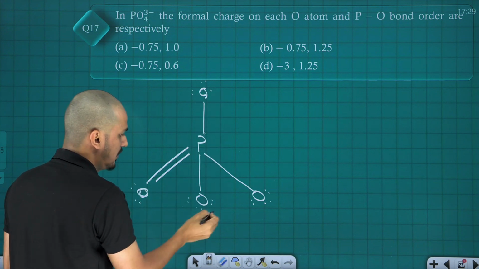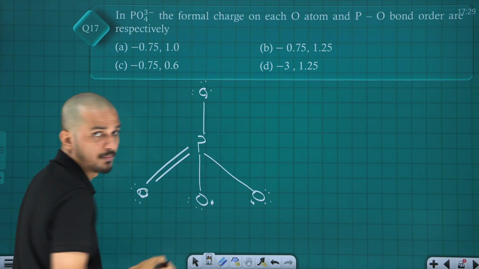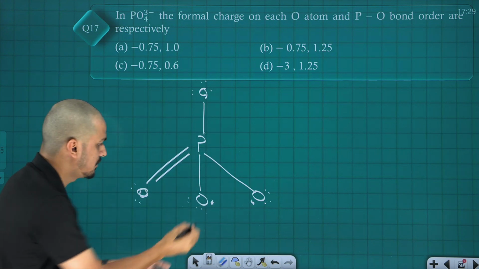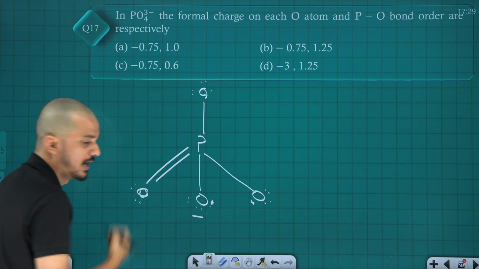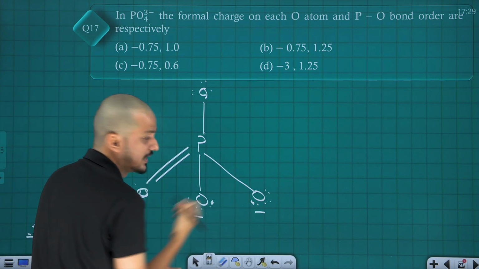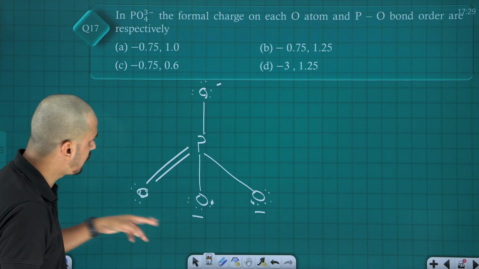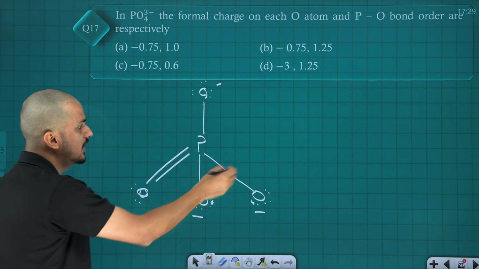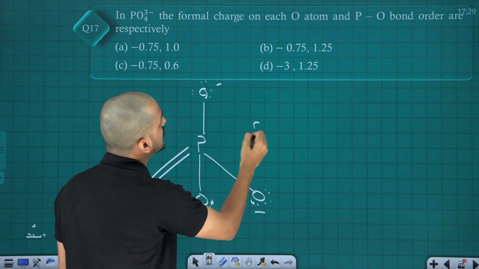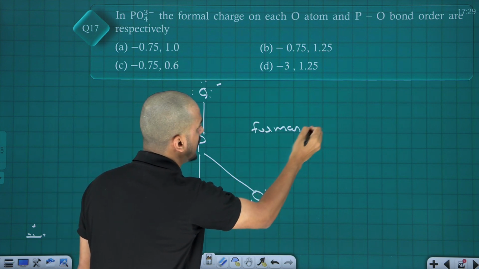Here 1 electron will be there, here 1 electron, here 1 electron. But they have to get an octet, which means 1 more electron we have to add, that means minus. 1 more electron I have to add, minus, and again 1 more electron, minus. That's the idea. This is the structure of PO4 3-. Here you can see what their formal charge is. They are asking about formal charge.